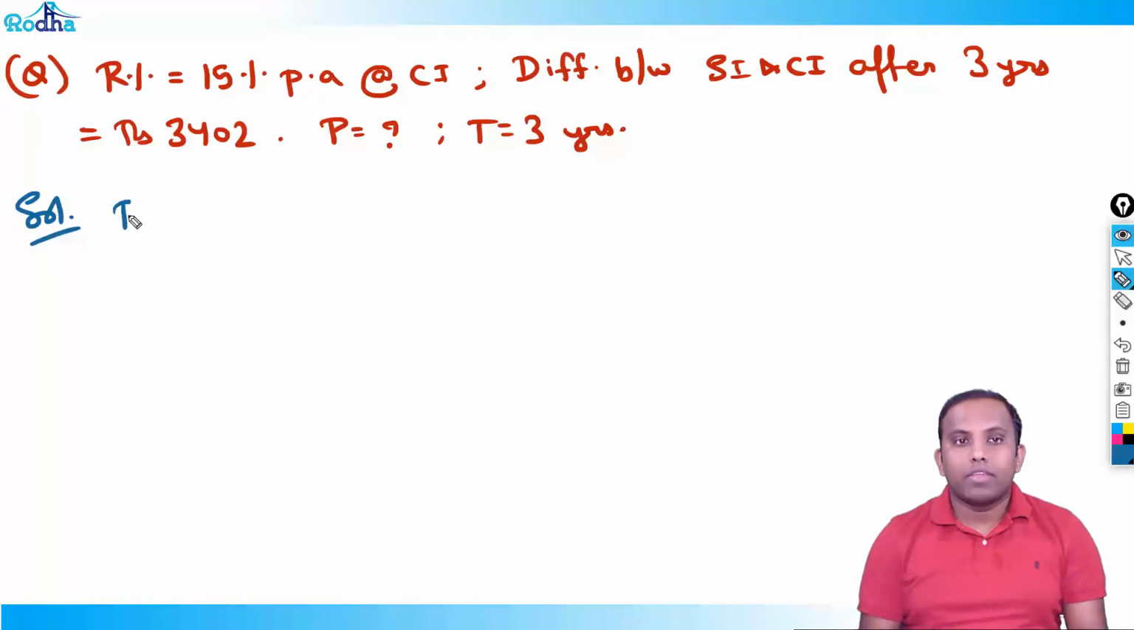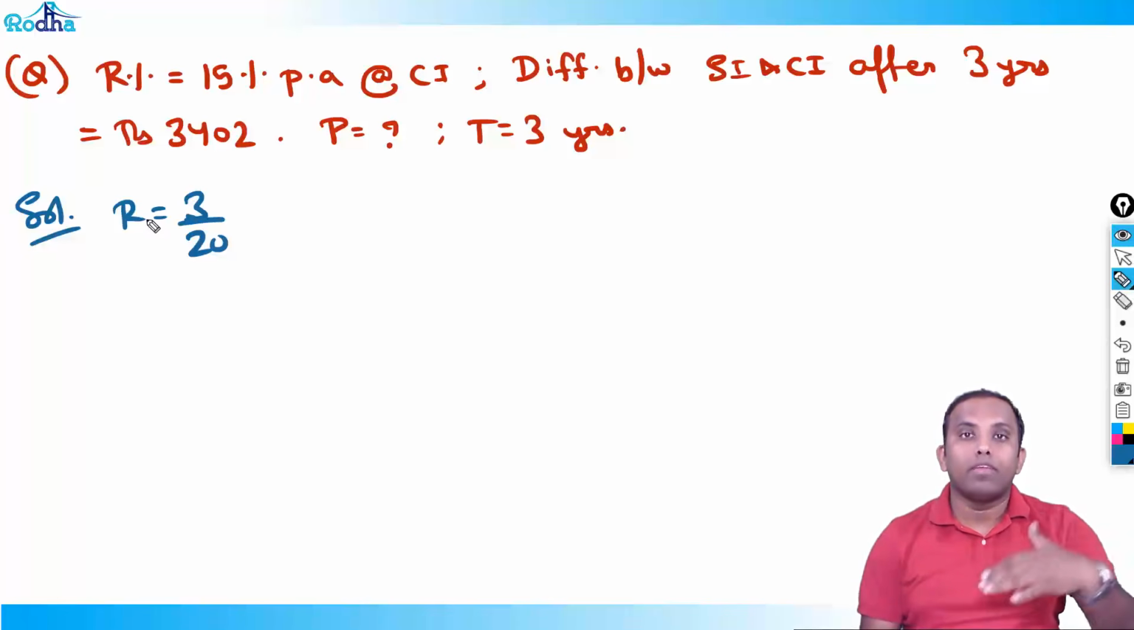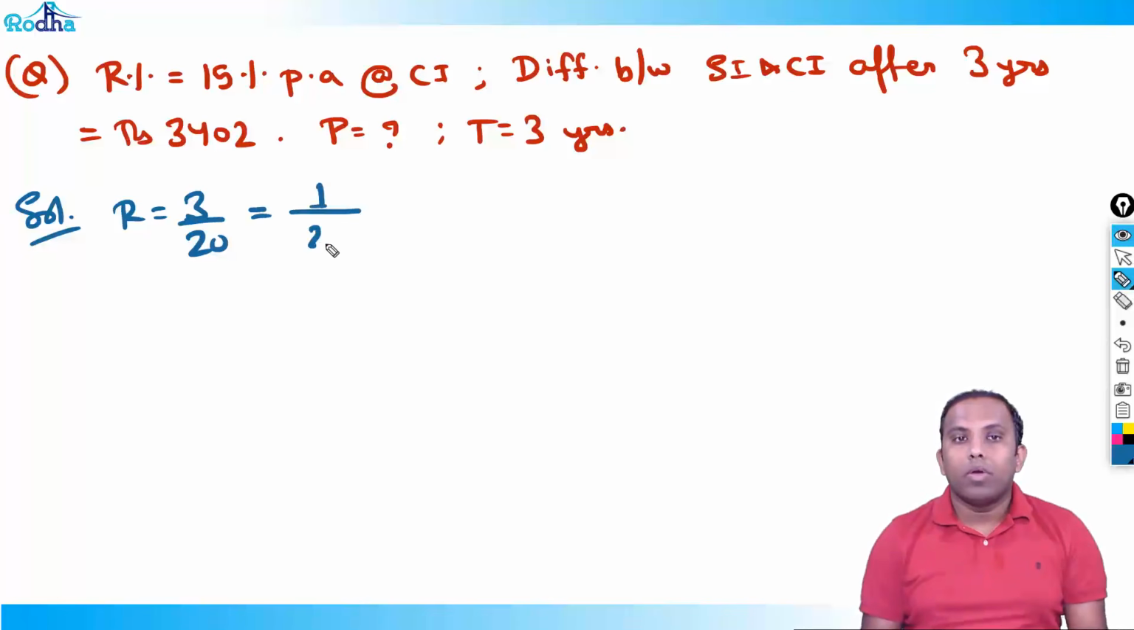Rate percent is 3 by 20. So unless it is in 1 by n form, don't apply any shortcut here. Unless it is in 1 by 20 form, I can't do anything, right? In 1 by n form, I need it. So I should write it like this: rate percent is 1 by 20 by 3. Okay. Time is 3 years.